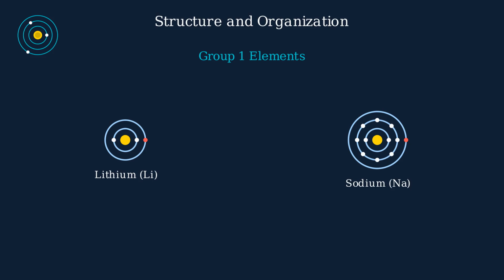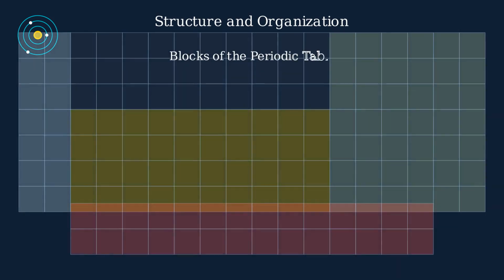For example, both lithium and sodium have one electron in their outer shell. The periodic table is divided into 4 blocks: S, P, D, and F. These blocks correspond to which type of orbital is being filled with electrons.